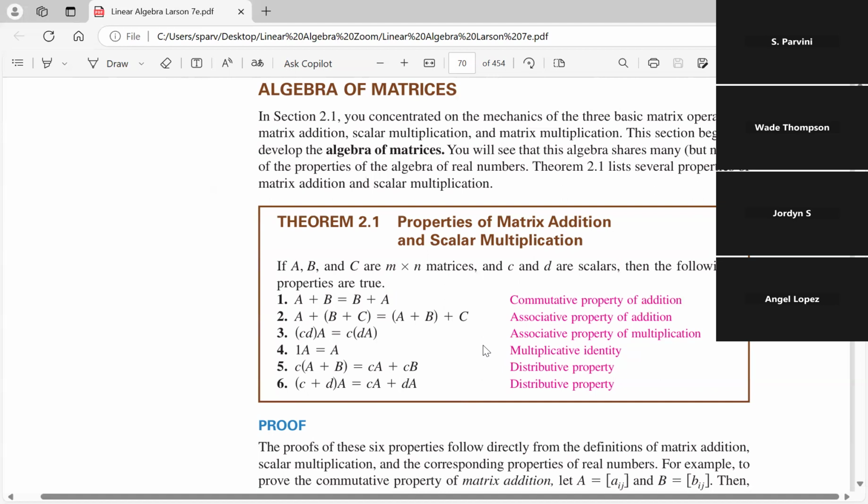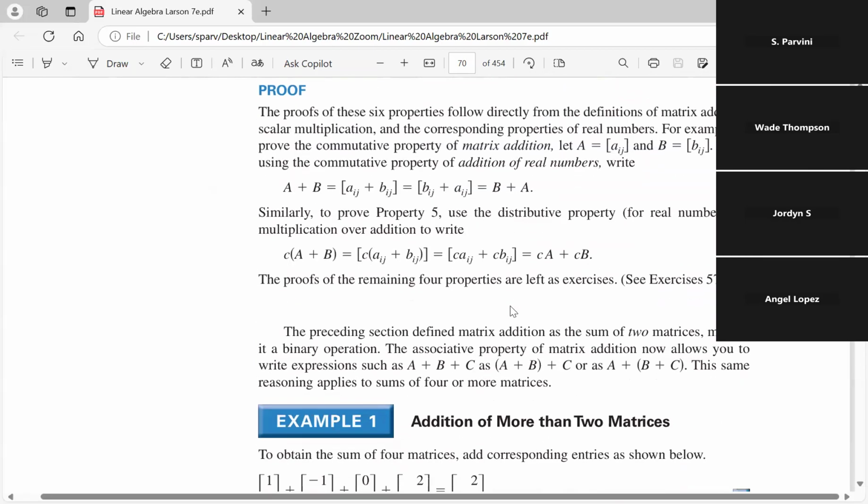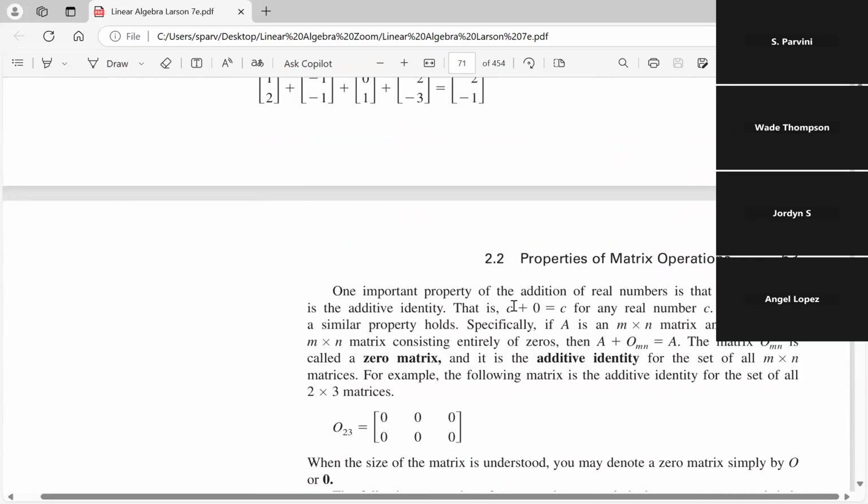Are we okay on the properties, everyone? And then the proofs are these, if you're interested.